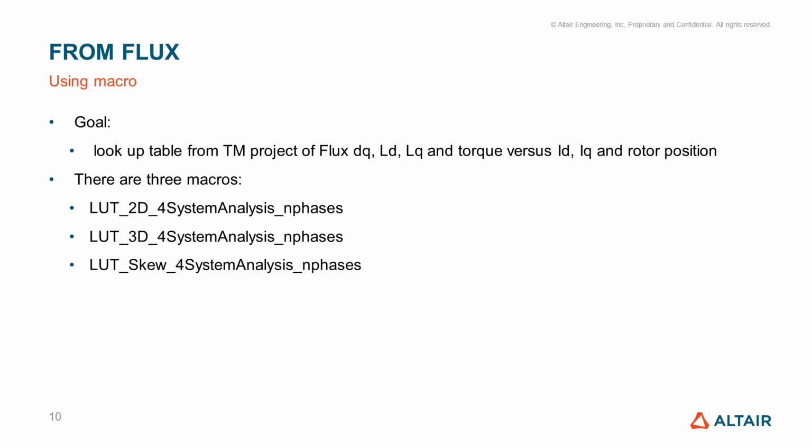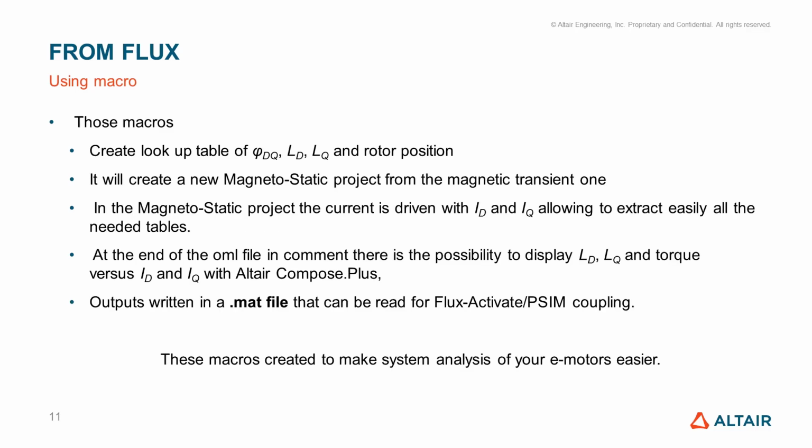There are three macros currently available in Flux: one for 2D, one for 3D, and one for the SKEW. As mentioned previously, the aim of all these macros is to create a lookup table of the flux in DQ axis, the inductance in DQ axis, and the torque as a function of the position and the current in DQ axis.